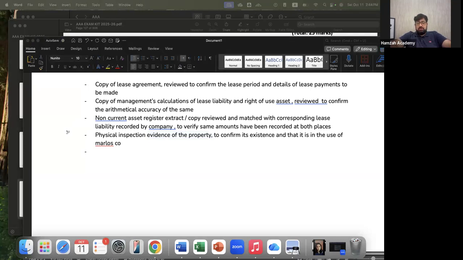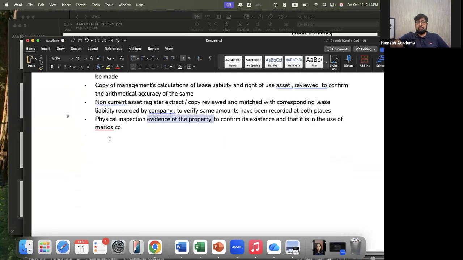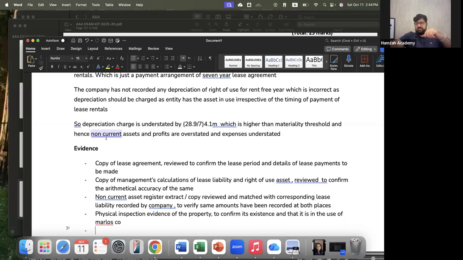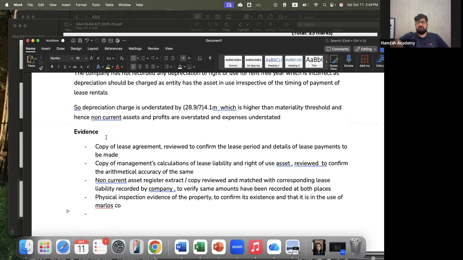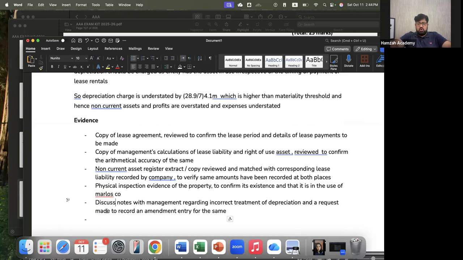Now they have done incorrect treatment of depreciation. So that should have been discussed with the management: you have written incorrect notes, credit treatment, correct it. So now, discussion notes with management regarding the incorrect treatment and the request made to correct it. So 5 evidences are more than enough.